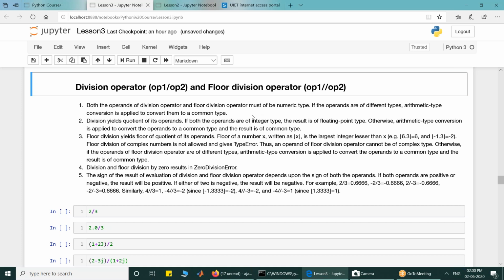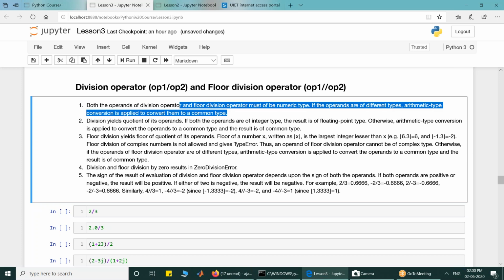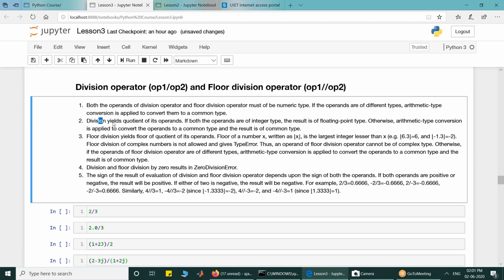The next operators we have are the division operator, a single slash, and the float division operator, two slashes. Both the operands of the division operator and the floor division operator must be of numeric type. If the operands are of different numeric types, arithmetic conversions will be applied as we have already discussed. If one is complex, the other will be converted to complex. If one is float, the other will be converted to float. If both are integers, then it is okay.